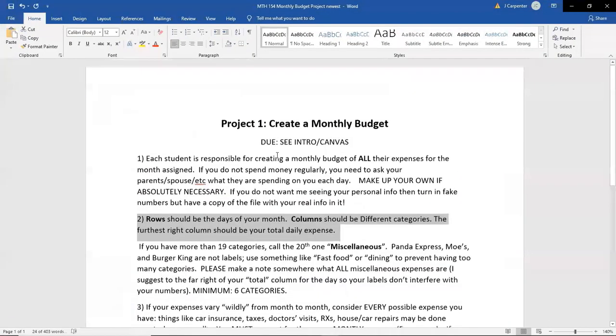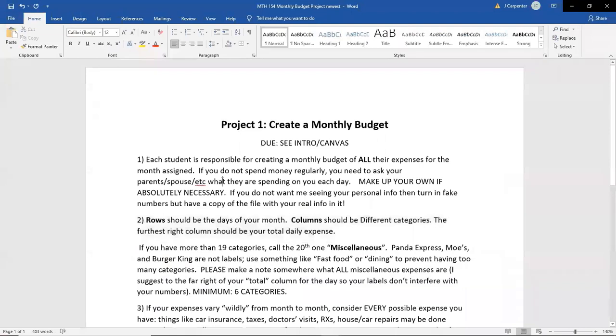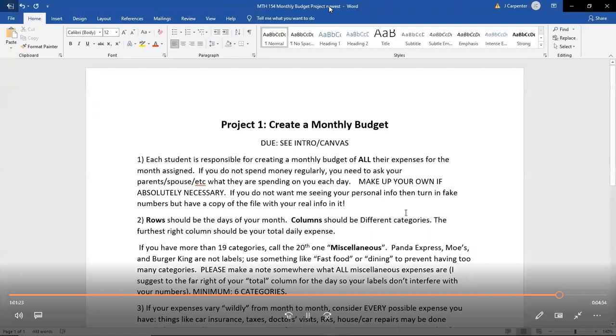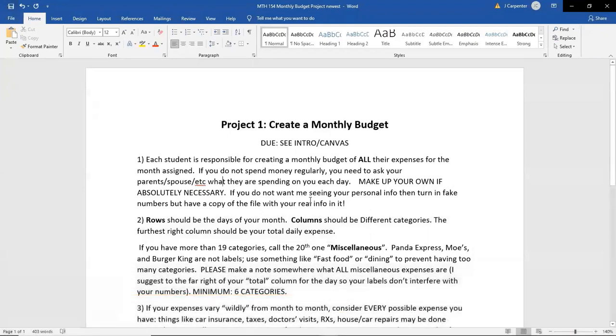Okay, so last time through this really quickly. You'll make a monthly budget. You'll have your rows be the days of your month, columns be the different categories. If your rows just say 1, 2, 3, 4, 5, not good enough. Need slightly more detail than just 1, 2, 3, 4, 5. Columns are your categories. How many categories do you need? At least 6. How do you break them up? However you like. What do you do if you have no expenses? Make them up. What do you do if you're trying to get your parents to tell you your expenses, but they won't? Make them up.